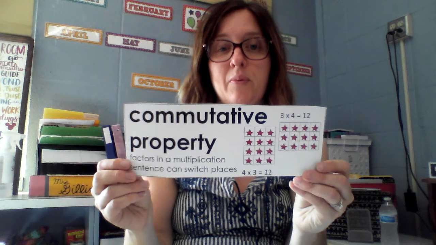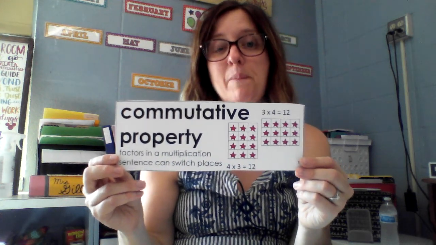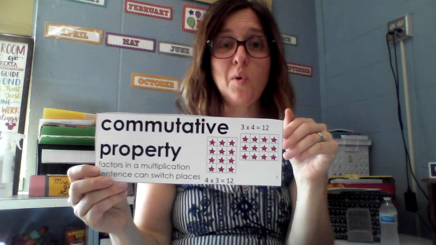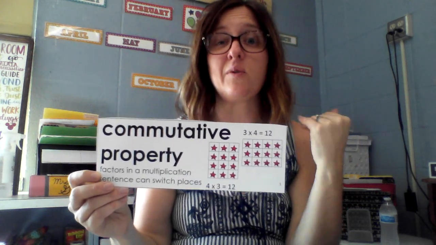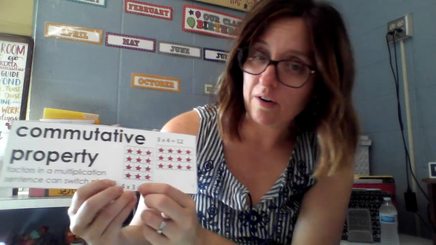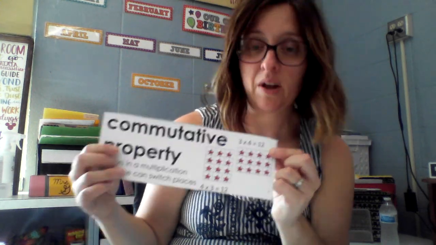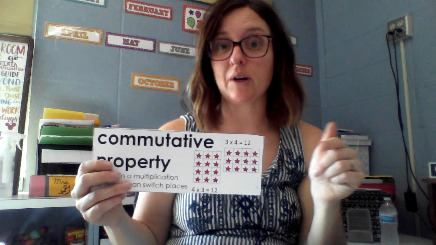This has a really fancy name, and it's a name that you will hear us say all year long, and we will use it a lot. It's called the commutative property. And what that means is that in the multiplication sentence, the factors, the two numbers we multiply together, can change order. They can change places, and it's still going to equal the same amount. So if we look at our picture there, 4 times 3 equals 12, but 3 times 4 also equals 12. So 4 and 3 can switch places, and we're going to have the same answer either way.